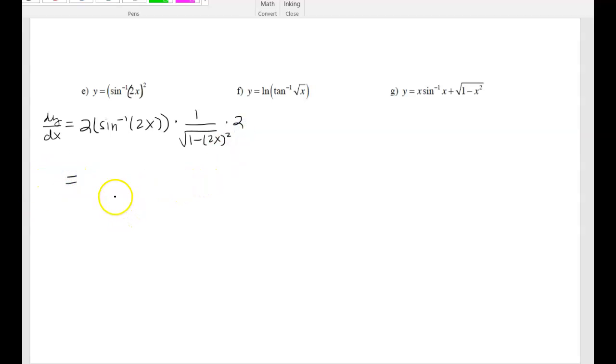Let's simplify that some. So we have in the numerator all of this, 4 inverse sine of 2x, all over square root of 1 minus, make sure you square both of those, 4x squared.